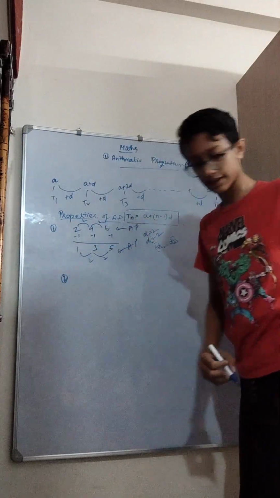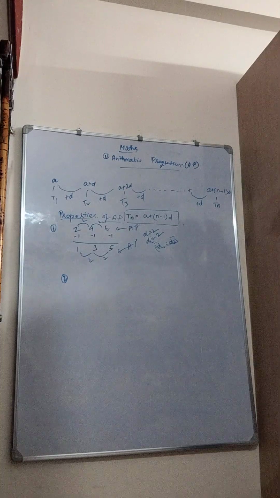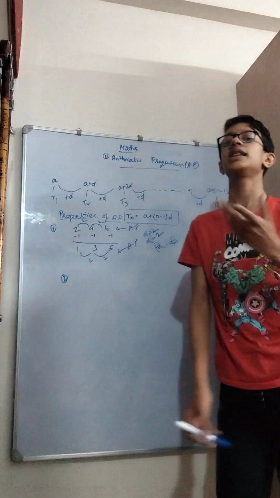The second property is, next one: if each term is multiplied by a fixed constant or divided by a fixed non-zero constant, then the resulting series is also an AP. But it never mentioned that the difference is the same.